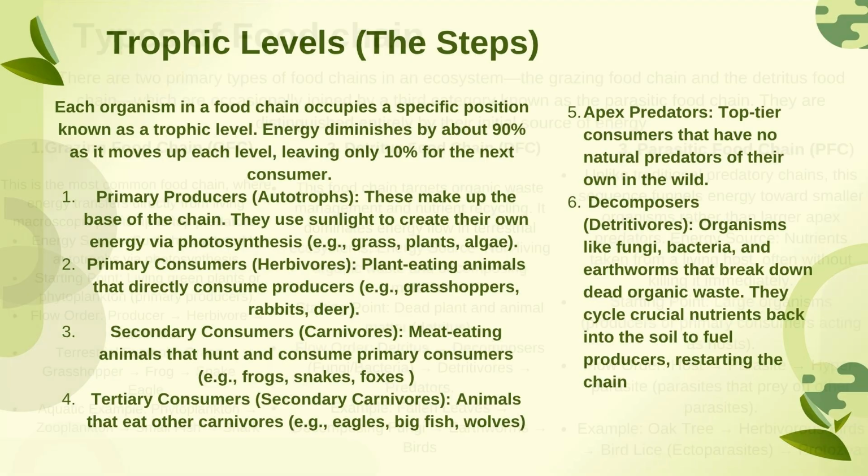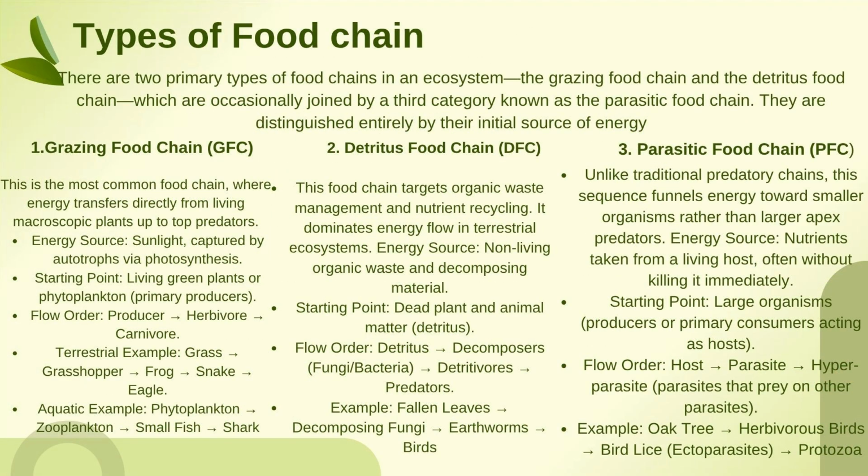There are two main types of food chain in the ecosystem, the grazing food chain and the detritus food chain, which are occasionally joined by a third one known as the parasitic food chain. They are distinguished entirely by their initial source of energy. Let's see these in detail.